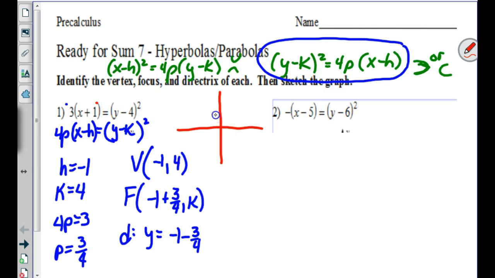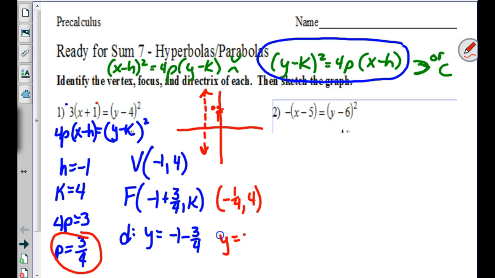-1, up 4 is somewhere over here. And if p is positive, it's opening to the right. Okay, so 3/4 is the p-value. So 3/4 of a unit inside the parabola would be the focus, and 3/4 of a unit back this way would be the directrix. So this is (-1/4, 4).